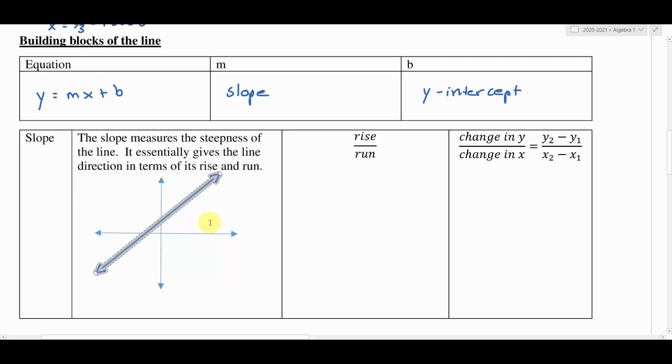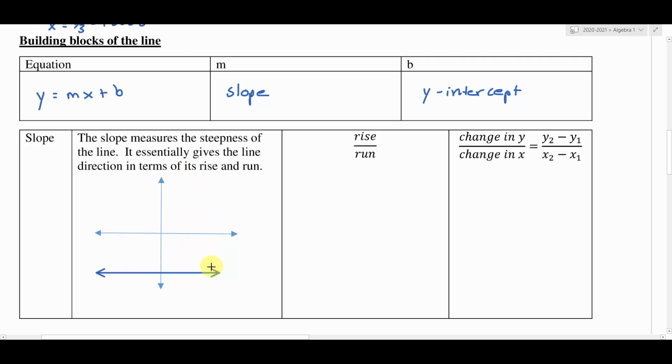If you could imagine this was a hill and I were climbing this hill, the steepness of the hill becomes important because it determines how hard it is to climb that hill. So if I were to reduce the slope, I could grab this line and make it less steep. This would be an easier hill to climb. So that would be reducing the slope. If I wanted to make it a harder climb, I would move the line like this so that it's steeper. And that's what the slope tells us. It gives the line a direction. It tells me where to point this line and in what direction.